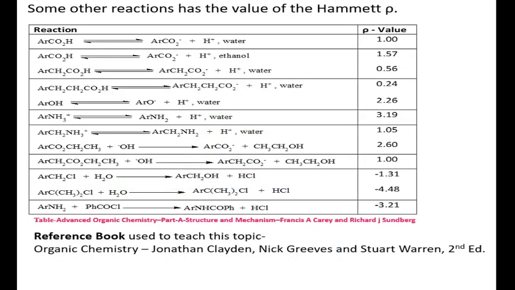This is simply a table where some other reactions are given with their reaction constants. We know two of these. The first one is ionization of substituted benzoic acids in water. The same reaction carried out in ethanol gives 1.57. Like that, there are different reactions and their reaction constants were calculated.